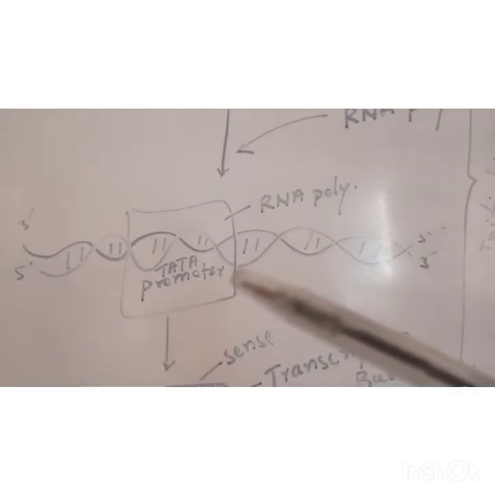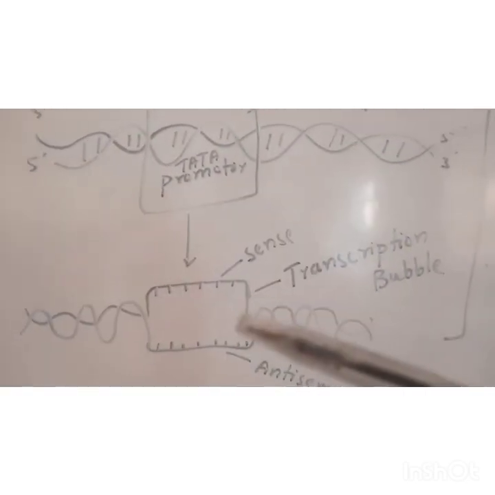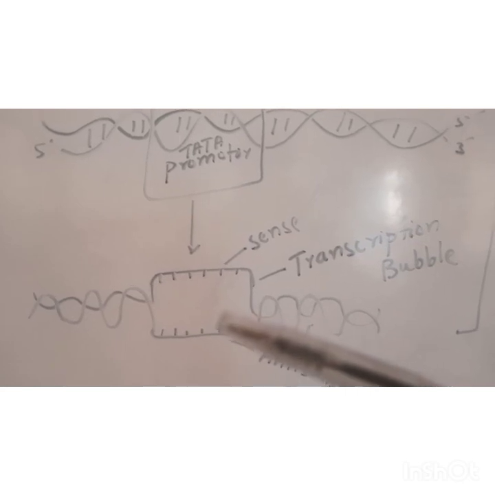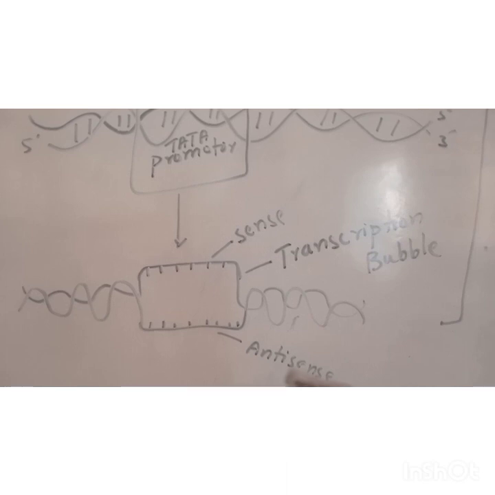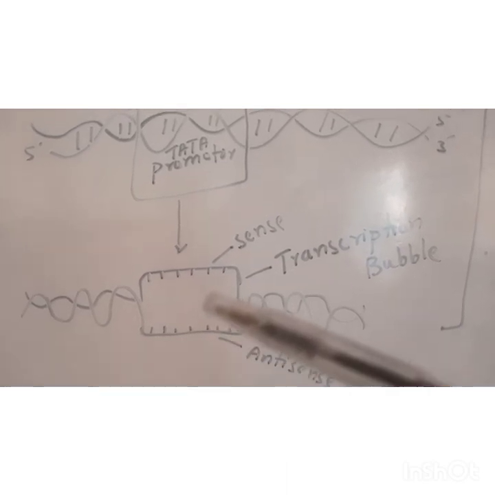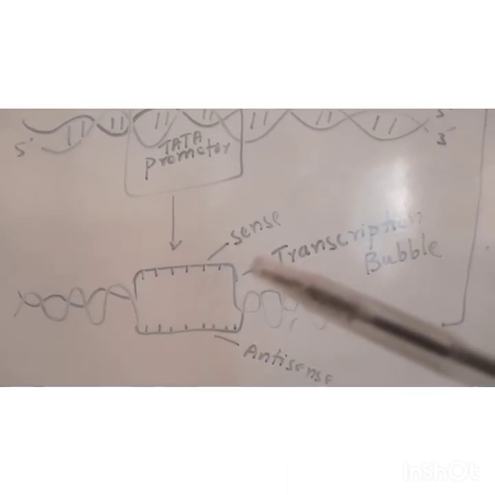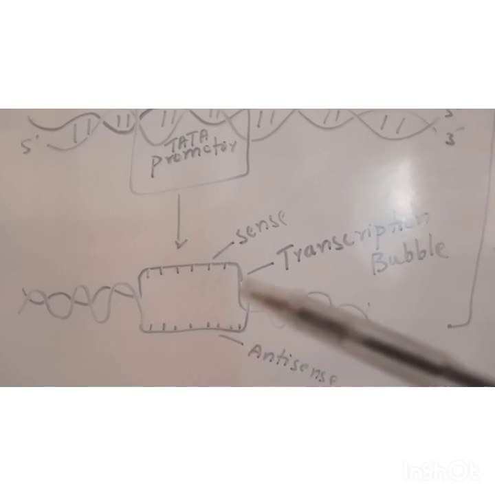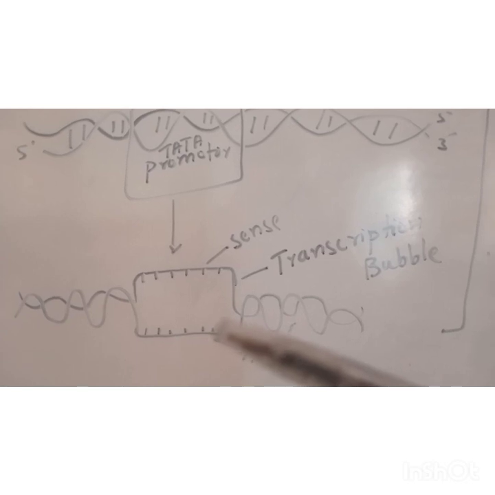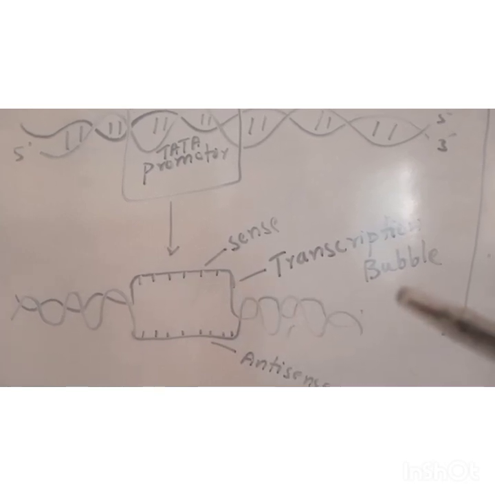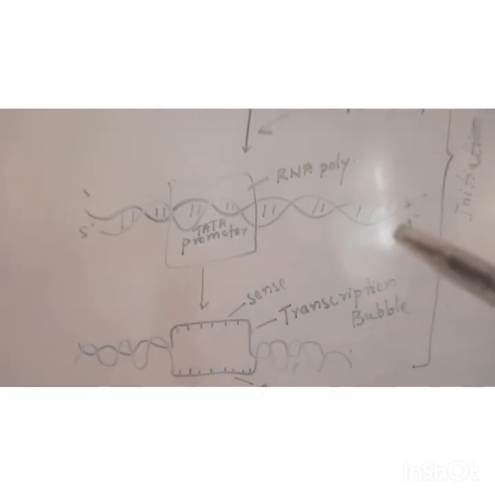After attachment of the RNA polymerase, the two strands become unwound. One strand acts as a template, that is antisense, while the other acts as a coding strand, which is known as the sense strand. And after unwinding of the two strands, a bubble-like structure is formed, known as the transcription bubble. So that is the initiation of transcription.